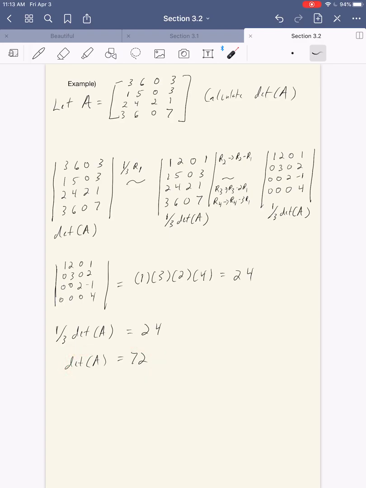In the next video, we'll establish an important theorem that we mentioned at the beginning of this one, that the determinant and invertibility are directly related, and then look at a couple more examples of that.